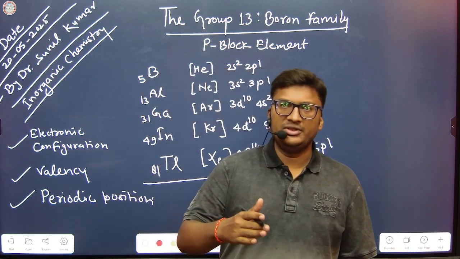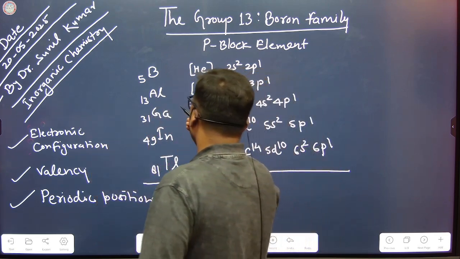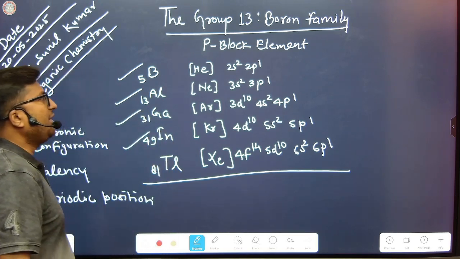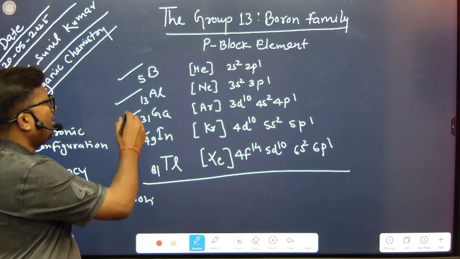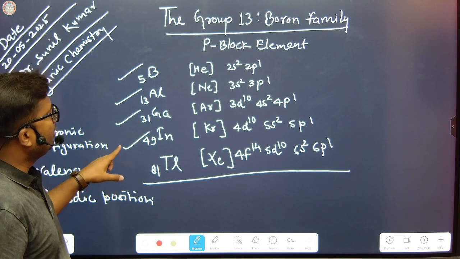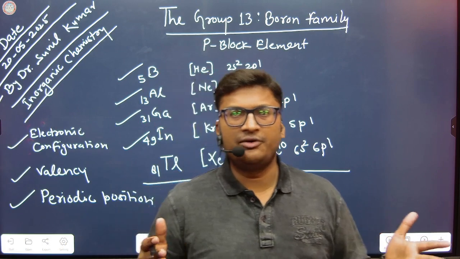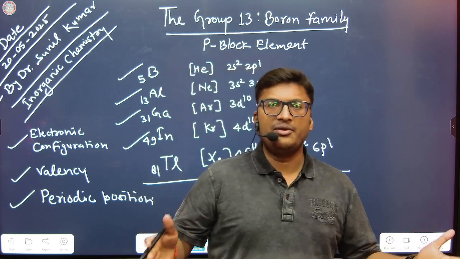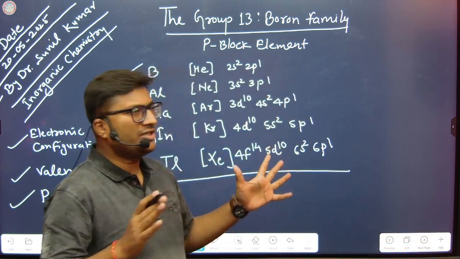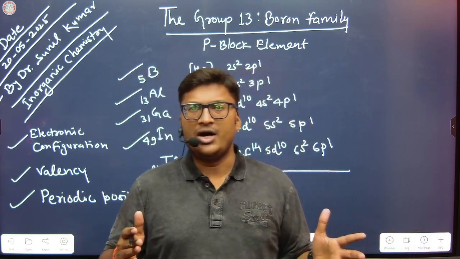So this class of elements comprises boron, aluminum, gallium, indium and thallium, and the atomic numbers of these elements are 5 for boron, 13 for aluminum, 31 for gallium, 49 for indium and 81 for thallium, right? On the basis of electronic configuration, we can find a diverse class of physical and chemical properties among these elements, right? So first we will consider where these elements are found and what their natural abundance is.